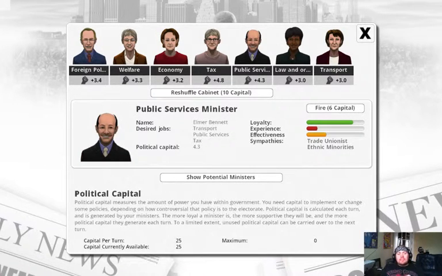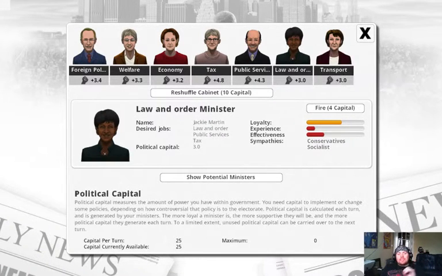On to the Public Services Minister, that is Elmer Bennett. Again, fantastically loyal, we like that. Experience so-so, and effectiveness is quite good. Sympathies again towards trade unionists, which is great, keeps them off my back. Ethnic minorities is his other sympathy.